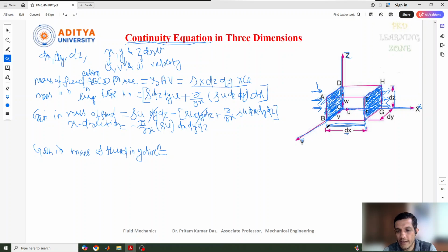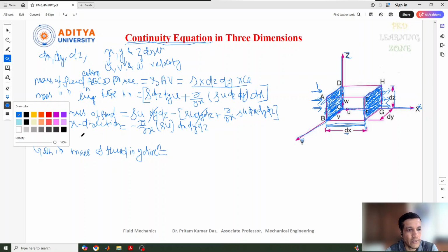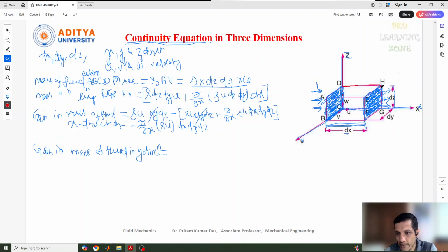Now this is y direction. So for y direction, let me show you here. This is the y direction object, which is this one, CD and GH, CD or HG you can write, this one. This is the surface, and one more surface is there here, this is the surface, y direction.